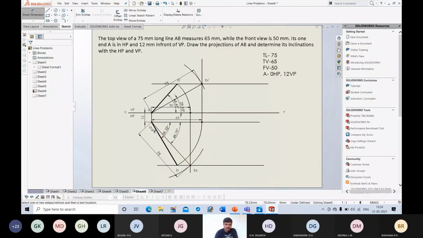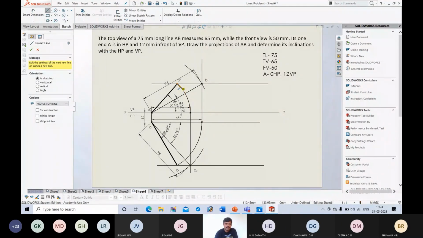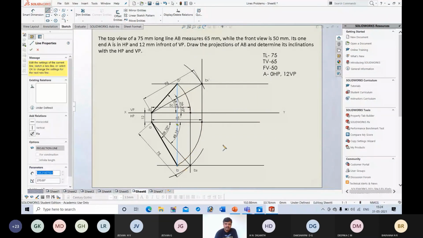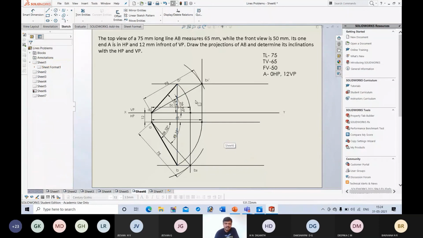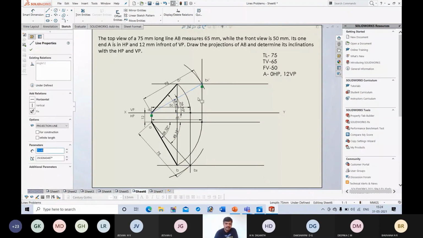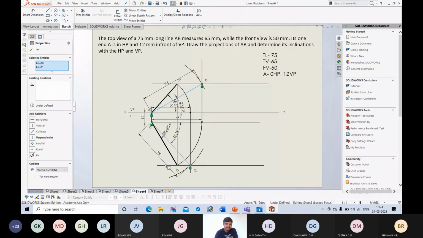Okay. So here AB is top view and A dash B dash is front view. So after completion of this, if I am able to draw a vertical line connecting B dash, my solution is correct. Or else, it is an indication that I did a mistake somewhere. Okay. So these two are true length lines.